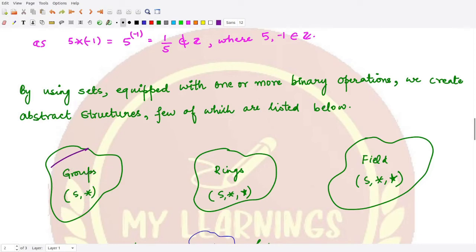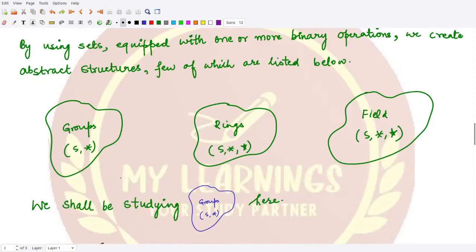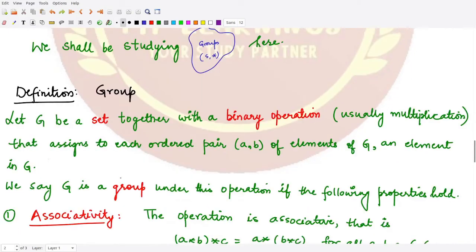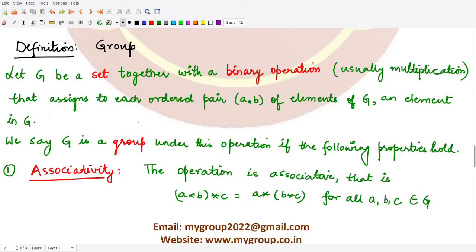So in order to understand what groups are, let's define the formal definition of a group. The formal definition says, if we consider G as a set together with a binary operation, in most cases we take it to be multiplication, but it could be any binary operation. So let's use this star symbol in order to generalize the concepts and results.